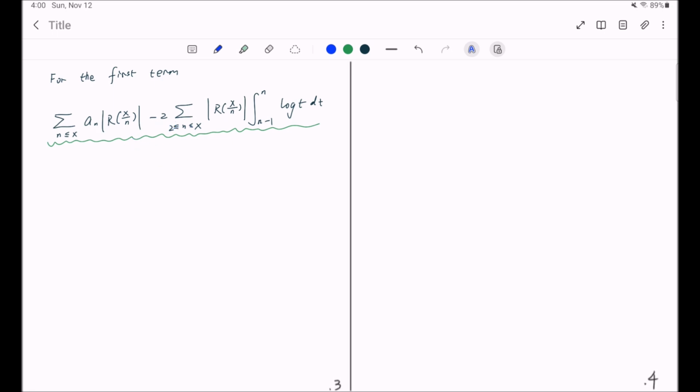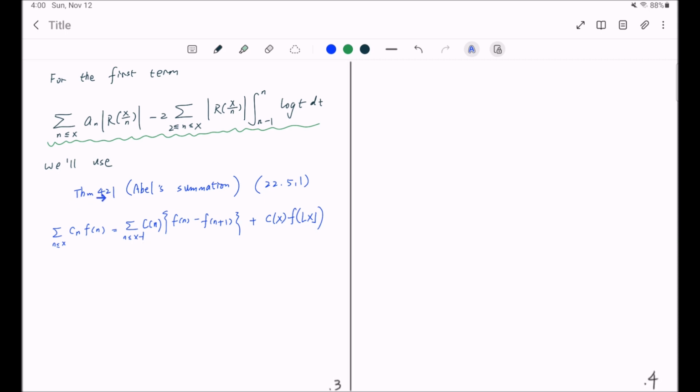For the first part, we are going to use the first formula in theorem 421, Abel's summation, namely the equation 22.5.1, with C1 equal to 0, Cn equal to an minus the integral from n minus 1 to n of log of t dt times 2, and f of n equal to the absolute value of r of x over n.